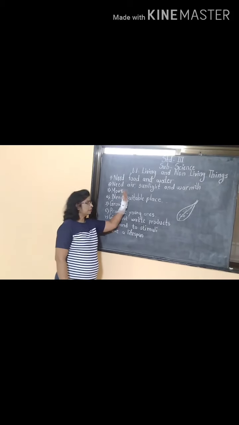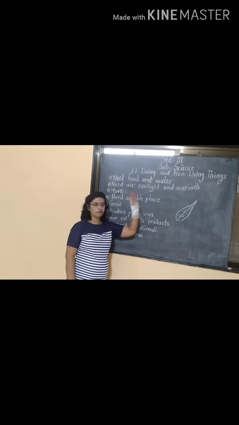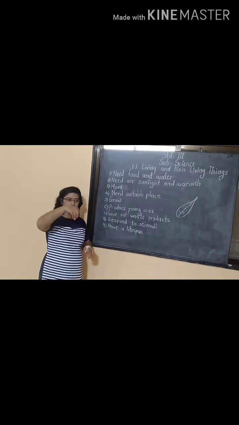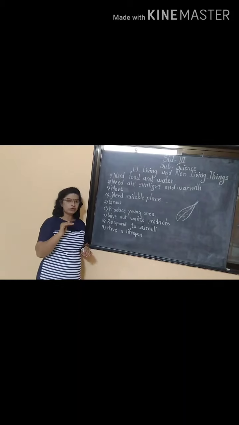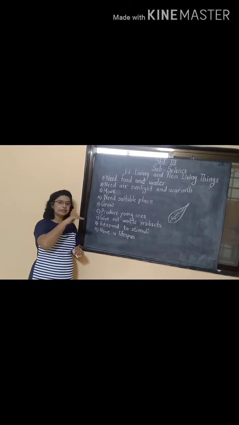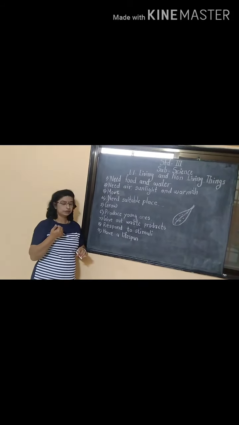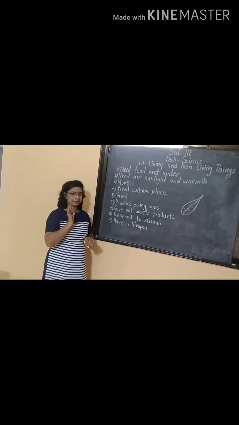Now, similarly, all living things need sunlight also and warmth also. See students, if you wrap the plant with paper, and if you make one hole, so what happens? That plant bends toward the hole. Why? Because from that hole they get the sunlight. If you observe, the sunflower always bends toward the sunlight.